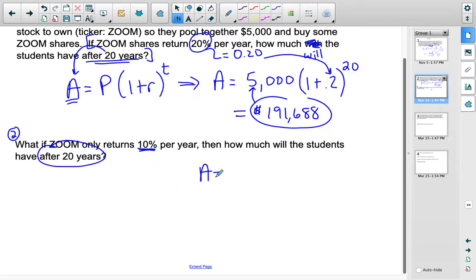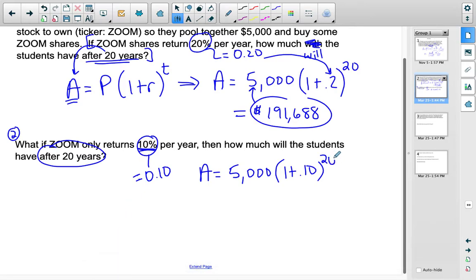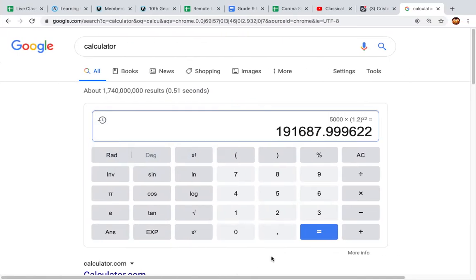So amount equals still my initial amount of 5,000 times 1 plus, now it's just 0.10, right? 10% as a decimal equals 0.10, still for 20 years. Okay? And if we go to our calculator for that, we have 5,000 times 1.1 to the 20. And it gets us, rounding to the nearest dollar, 33,638.